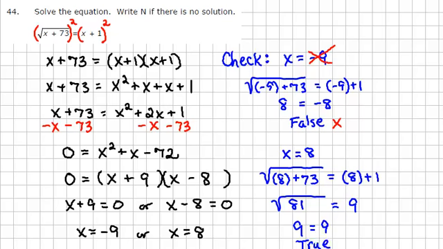So that tells us that 8 is a solution. We want to keep x equals 8. x equals 8 is a solution. So the solution to the equation is simply x is equal to the number 8. So x equals 8 is a solution, but x equals negative 9 is not.